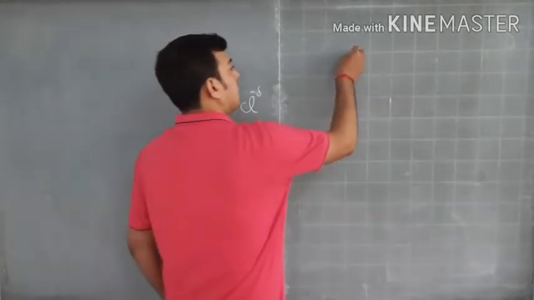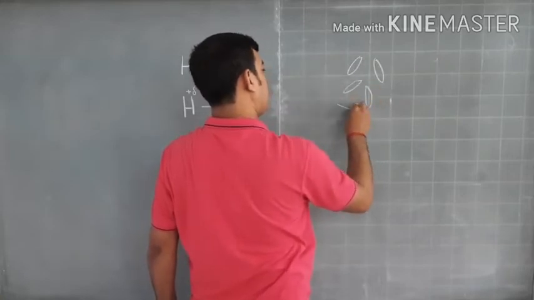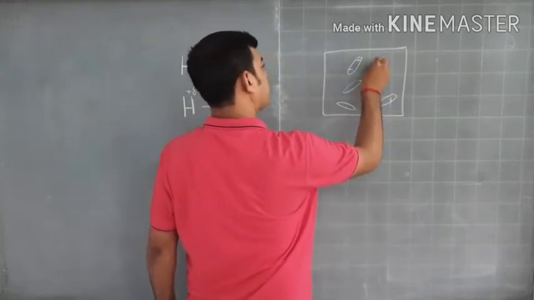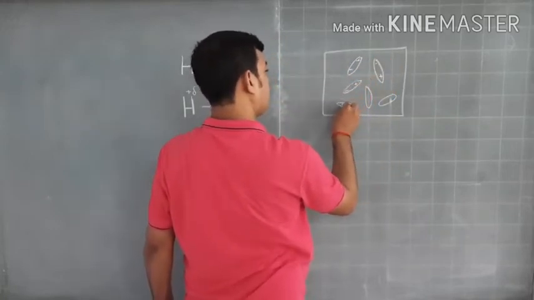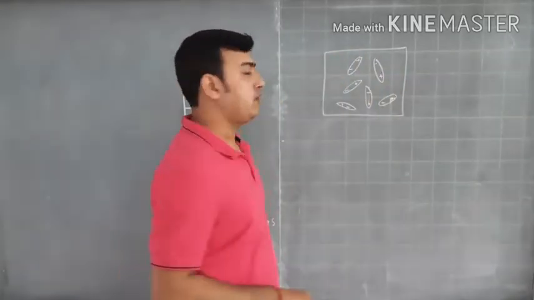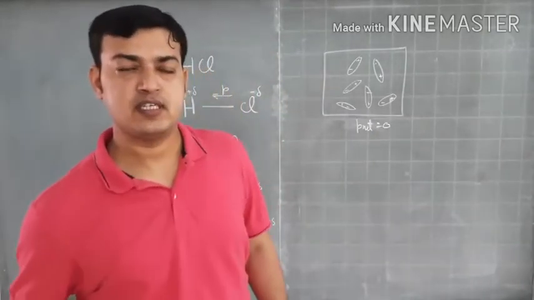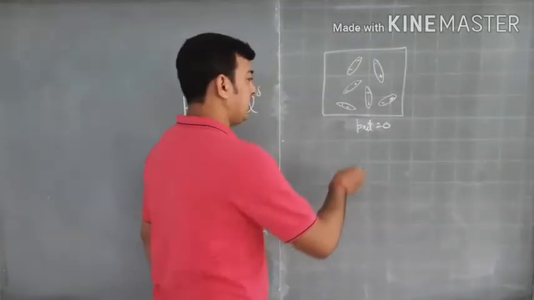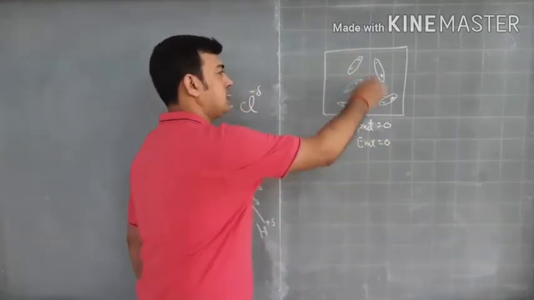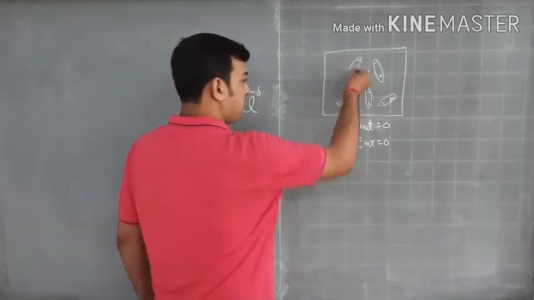Now, since all these polar molecules are randomly distributed within the dielectrics like this, the net dipole moment of the substance is 0. Or you can say that they will produce no electric field within the substance, since these polar molecules are randomly distributed.